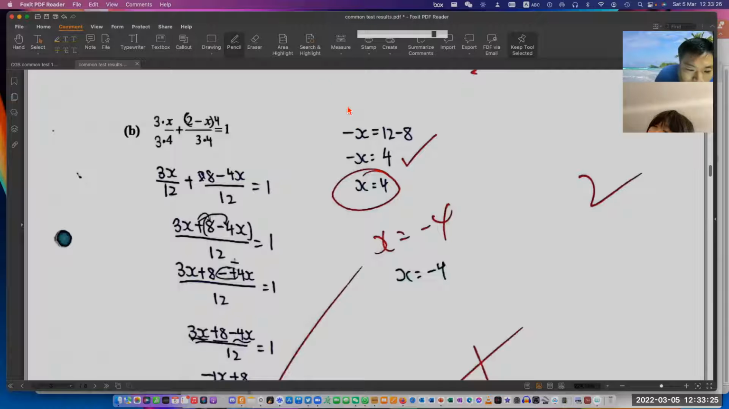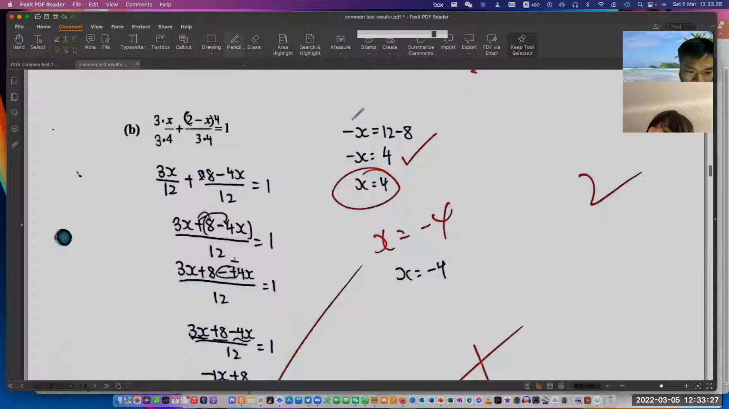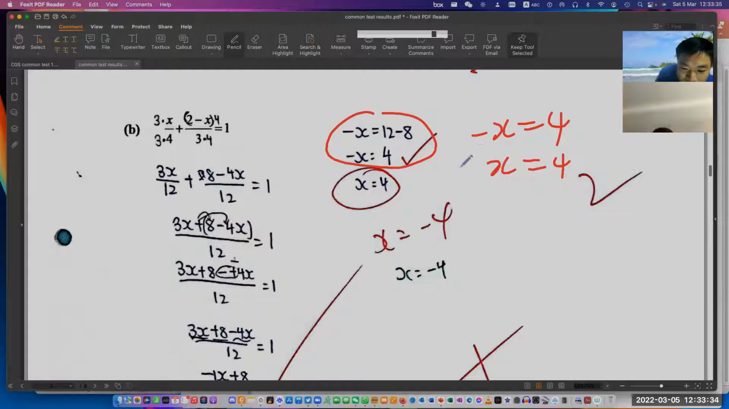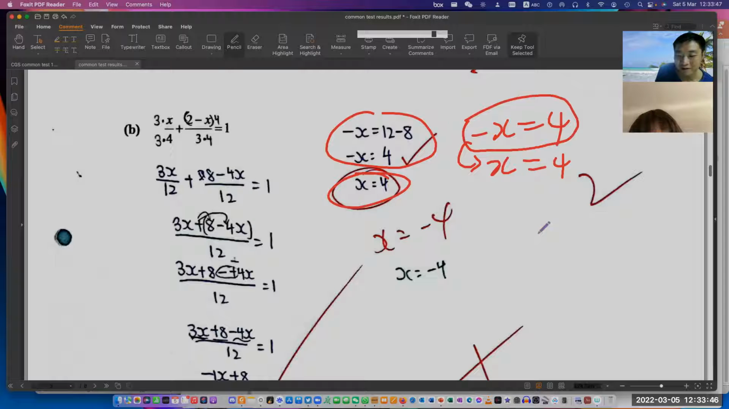This is the most stupid one. Look at this part. Everything is right. Minus x is equal to 4. And then she goes and writes x is equal to 4. What nonsense? What is this? Do you see? The question is, she got minus x is equal to 4. Then how can x be equal to 4? Does it make sense? So you see, self-inflicted again. So that's why she got penalized.